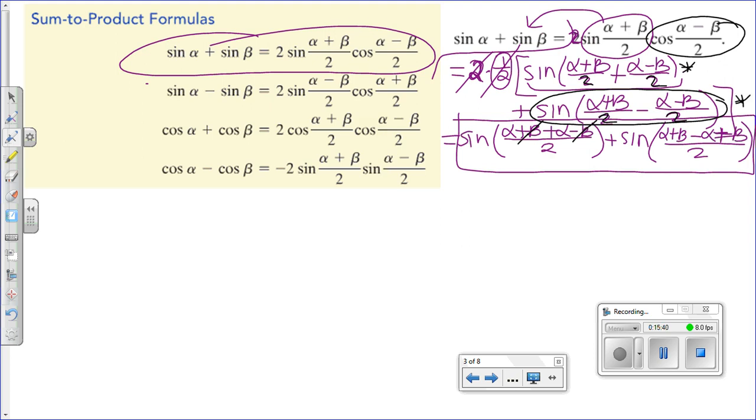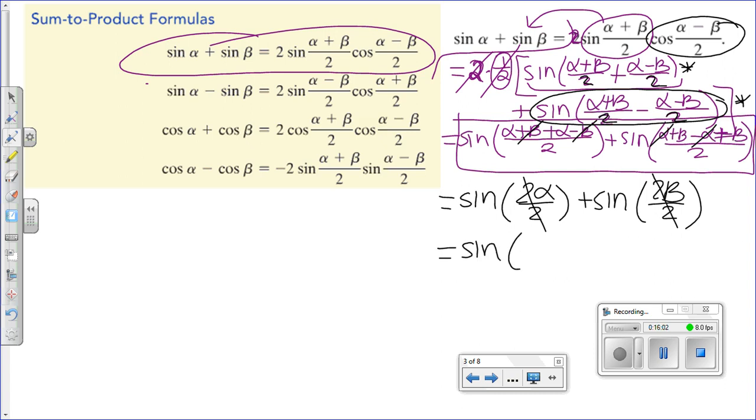So you end up combining all of them. You can see that beta will cancel here, alpha will cancel here, and we are left with the sine of 2 alpha over 2 plus the sine of 2 beta over 2. And so here we cancel the 2's because they equal 1, and that is how we end up with sine of alpha plus sine of beta. Okay, and that's it for that formula.